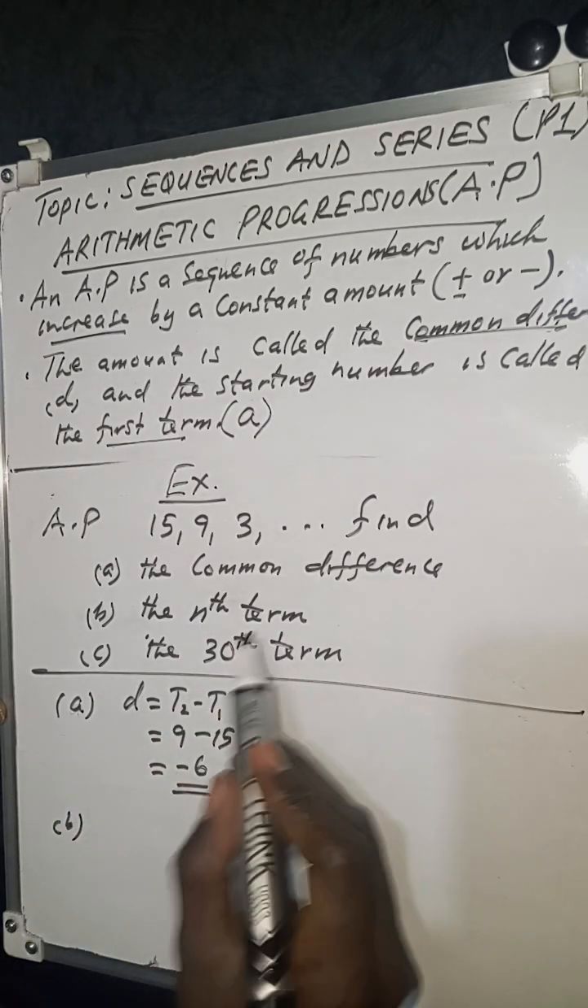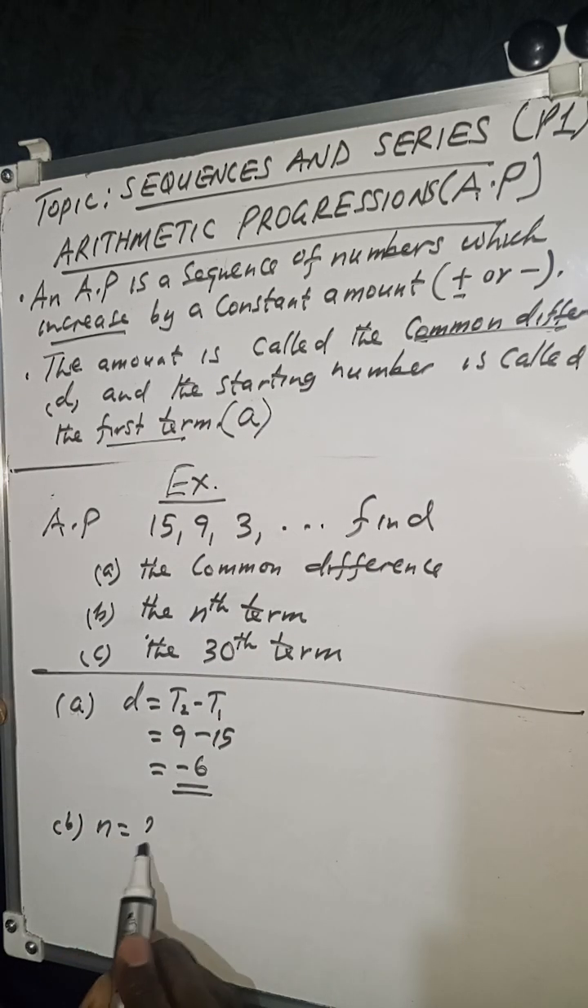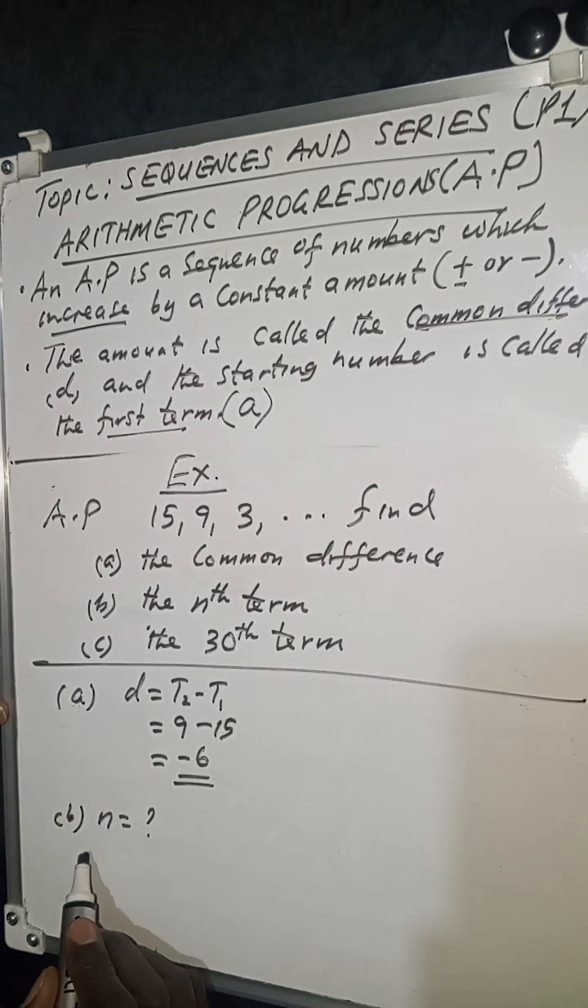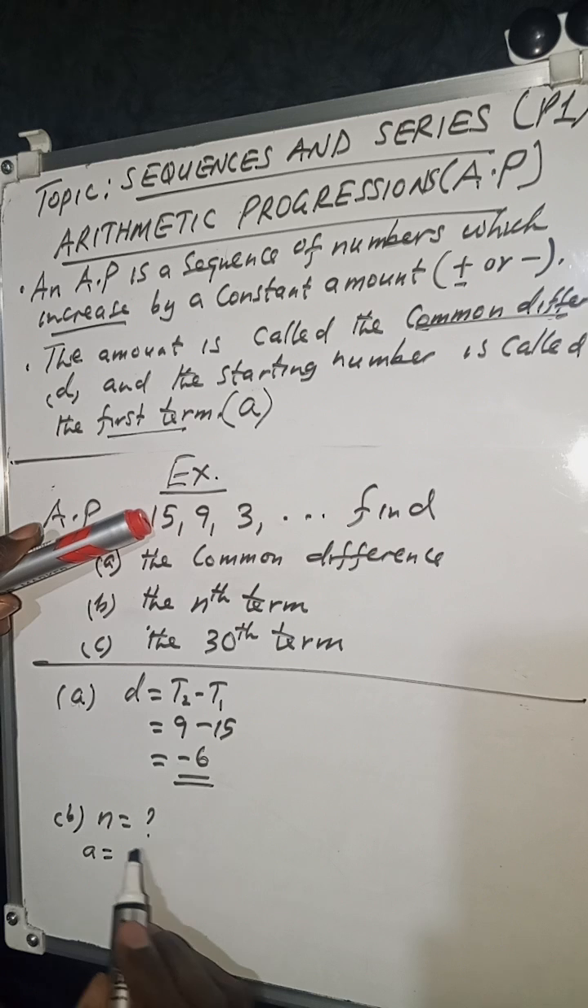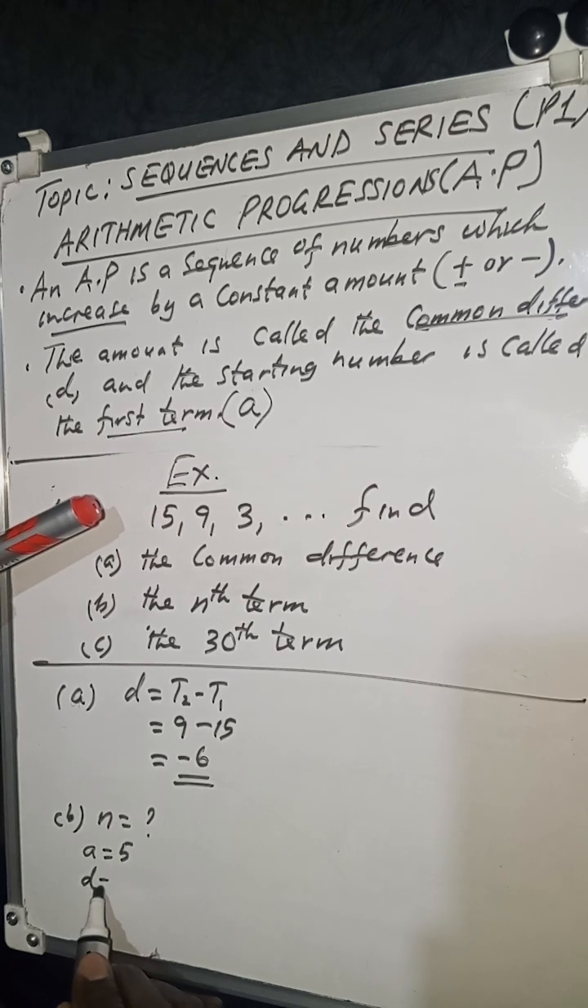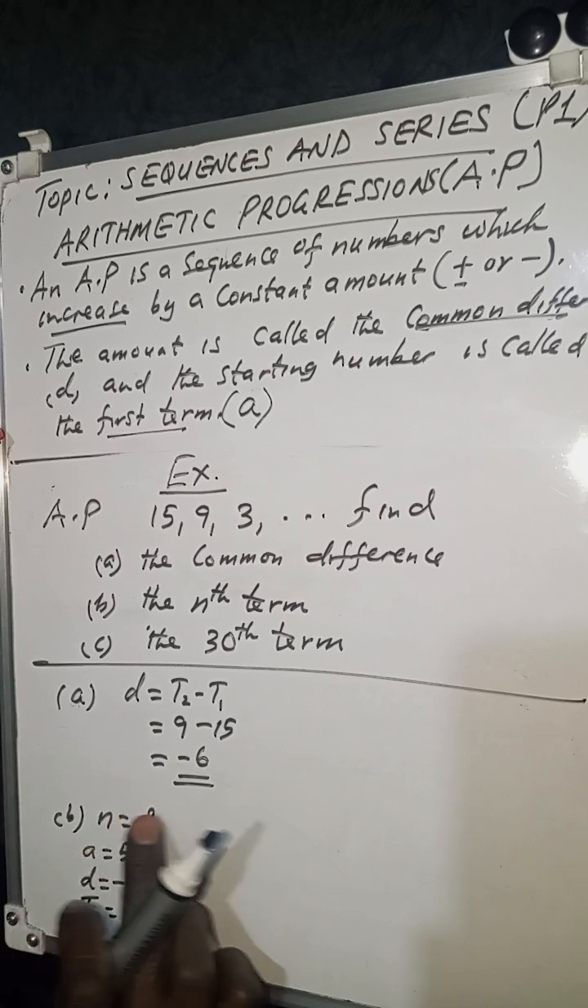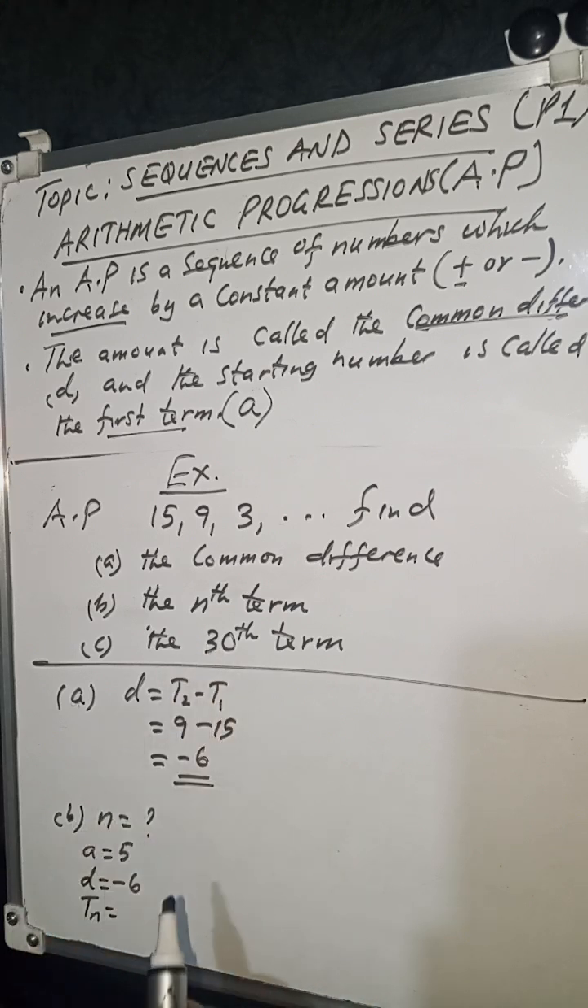Then B, it says the nth term. So we don't know. When they tell you the nth term, you don't know what your n is. So you're not going to replace the value of n. But do you know the first term? Yes, you know it is 15. And do you know the common difference? Yes, it is negative 6. So find Tn. Yeah, write Tn. Find Tn when they want you to find the nth term, because you don't know what your n is.